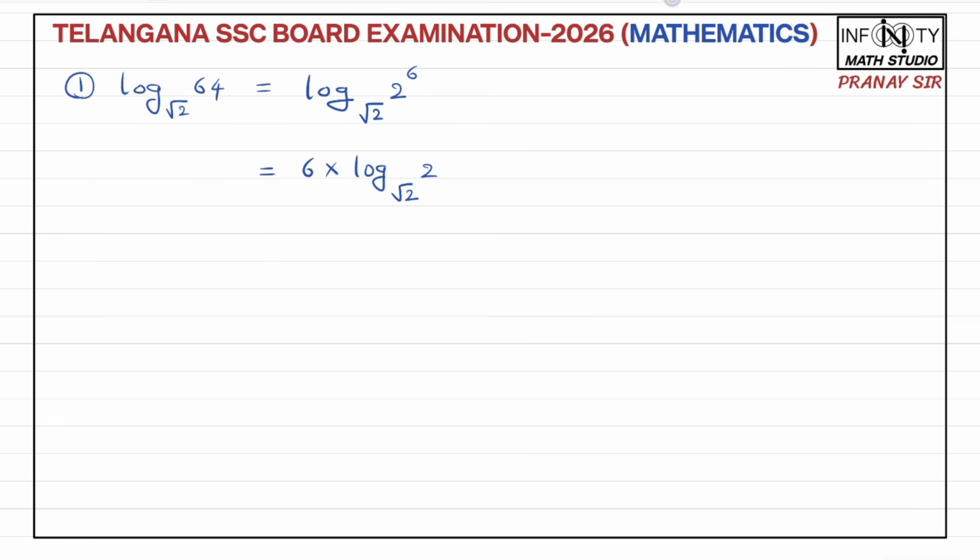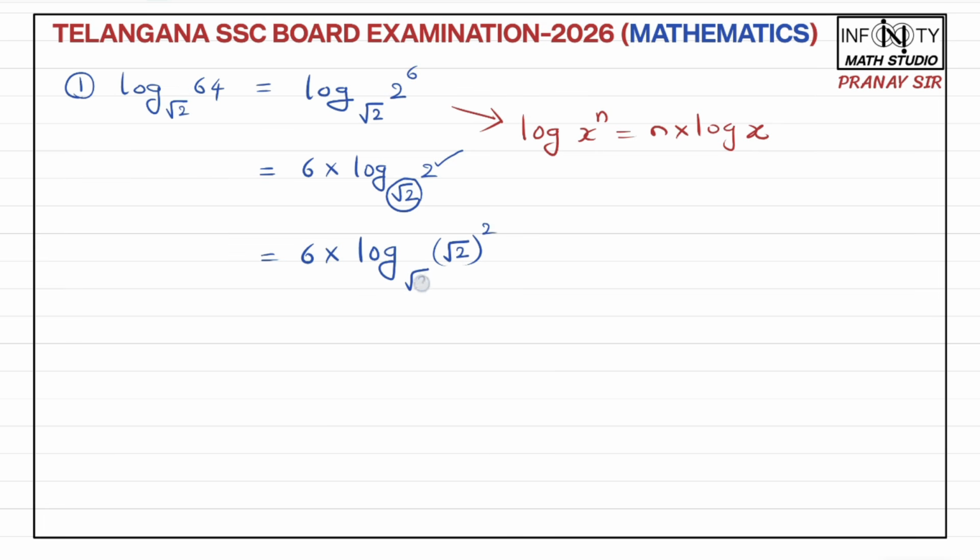This step I wrote because I have the formula log x power n is equal to n into log x. Next, the step is 6 into log. Since I have base root 2, let me convert this 2 in terms of root 2. For that I write root 2 whole square. Root 2 whole square is nothing but 2. So the base is 2.